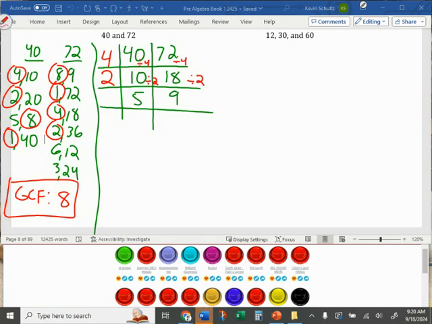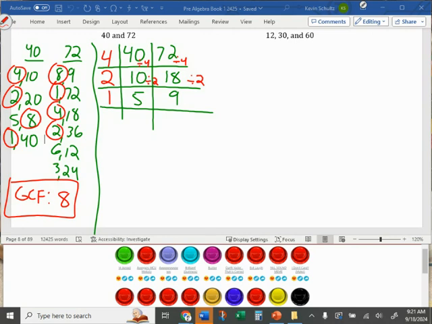What about 8? 8 does not go into 5, 8 does not go into 9. So once you get down to the 1, once you get to the point where the only common factor is a 1, you're done. And then our answer we know is already 8 because we solved it over here. How do we get 8 from the table method here? Where does 8 come from?